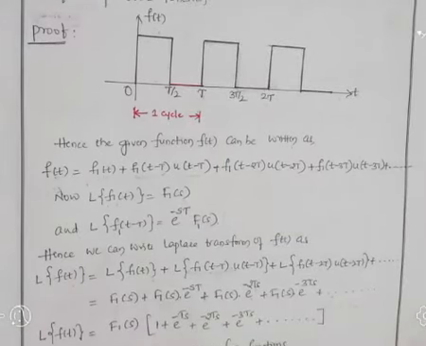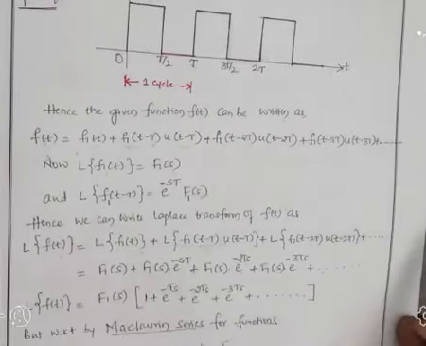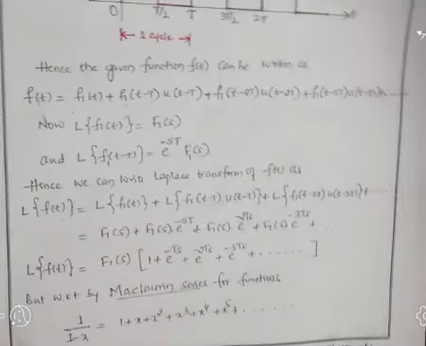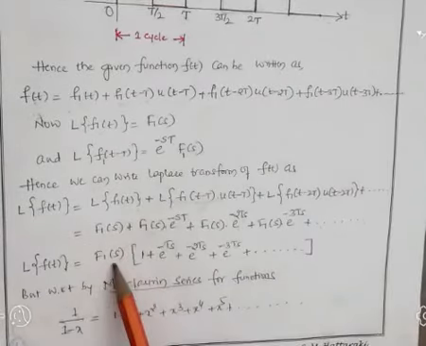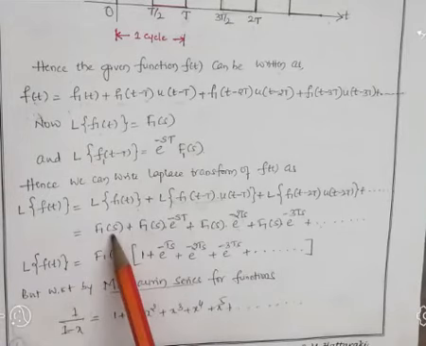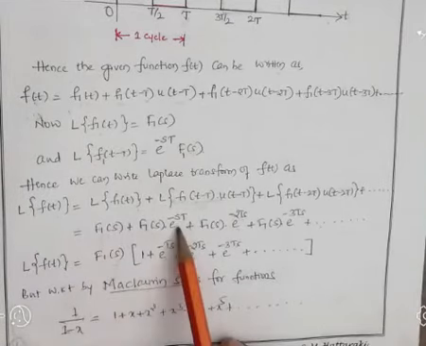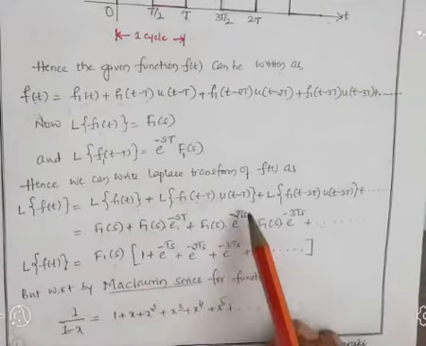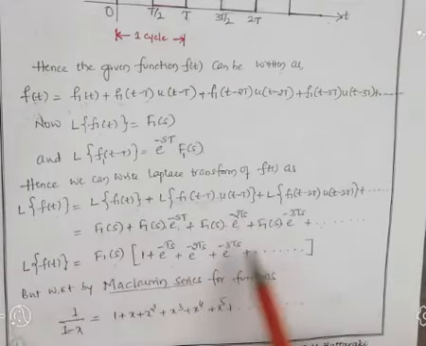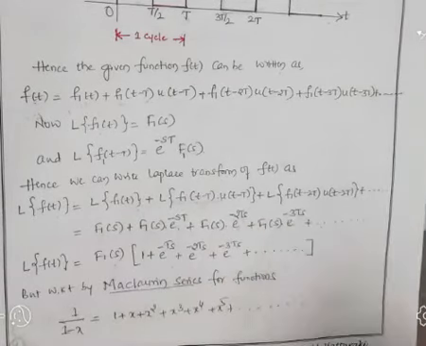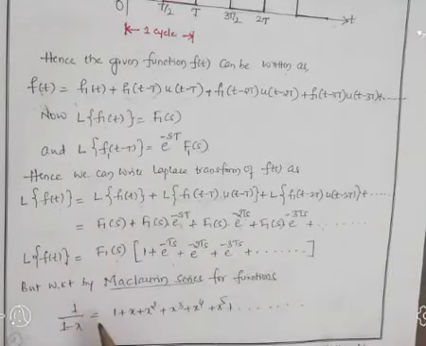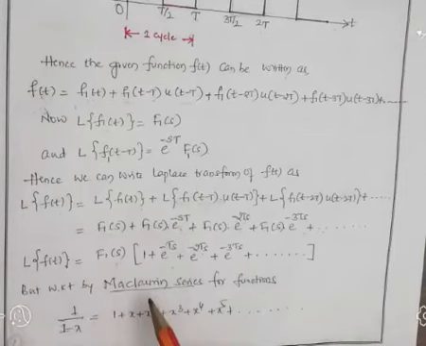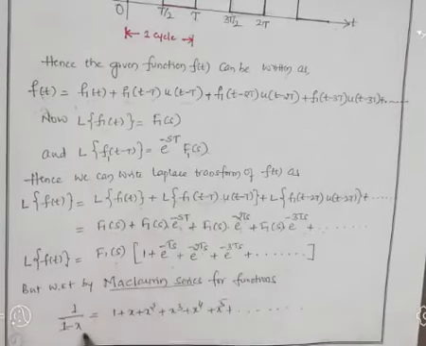Similarly it goes on. If it is so, now from the above function, I will take F1(s) common. Taking F1(s) outside, what is left? 1 plus e to the power minus Ts plus e to the power minus 2Ts plus e to the power minus 3Ts. Okay. By using the mathematical formula, we know the Maclaurin series function.